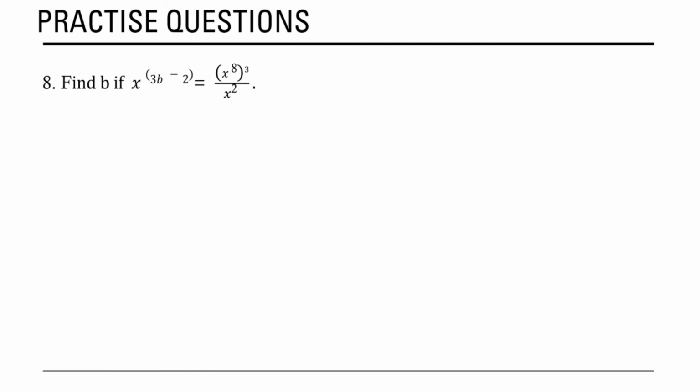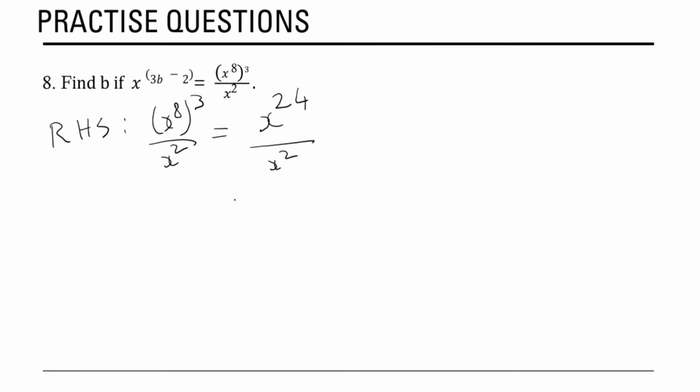The next question we have, find b if x raised to 3b minus 2 is equal to x raised to 8 the whole cube divided by x square. So let us take the right hand side here. The right hand side is x raised to 8 the whole cube divided by x square. This is equal to x raised to 8 the whole cube is x raised to 8 into 3, that is 24, divided by x square. Now x raised to 24 by x raised to 2 is x raised to 24 minus 2. This is equal to x raised to 22.